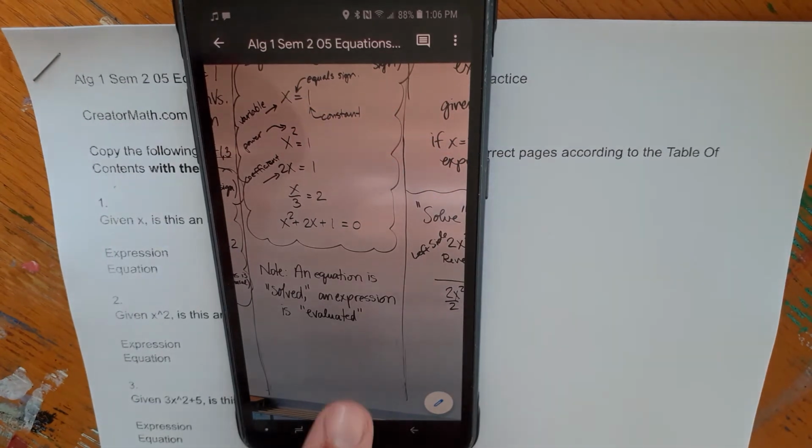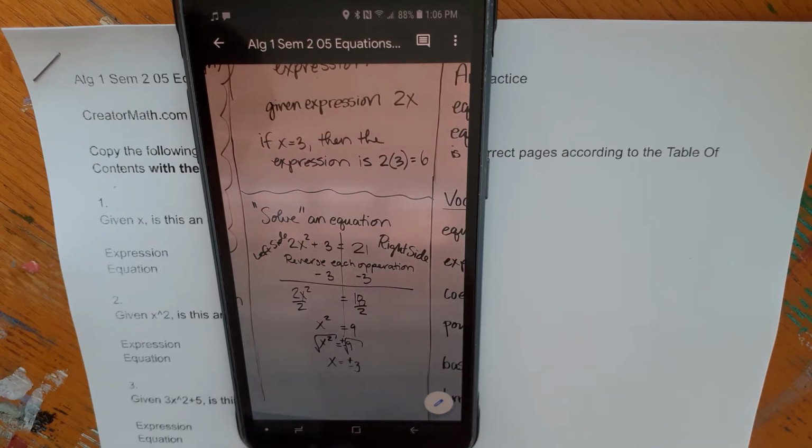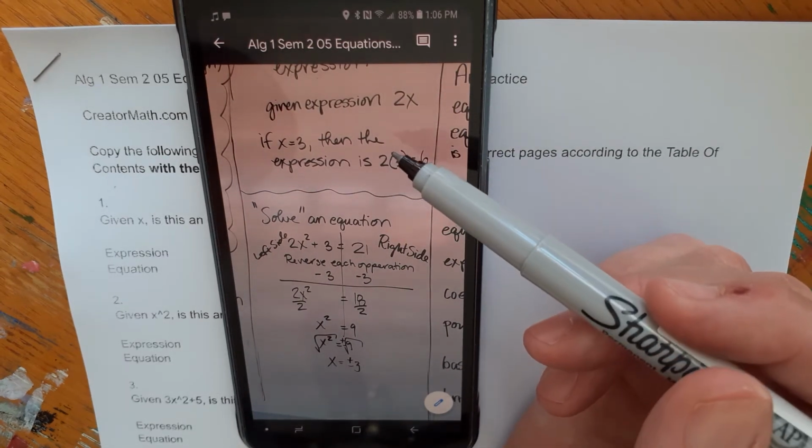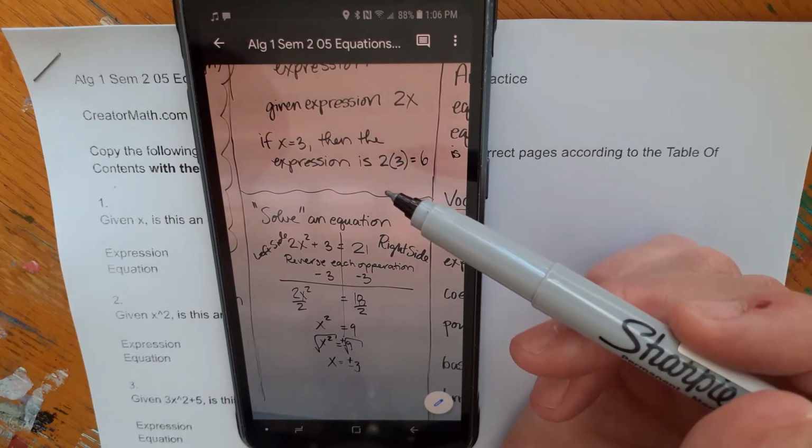All right, different things you need to know. An equation is solved, an expression is evaluated. Great. An equation is solved, an expression is evaluated. Basic sort of vocabulary understanding that'll help you work through the problems for this lesson.